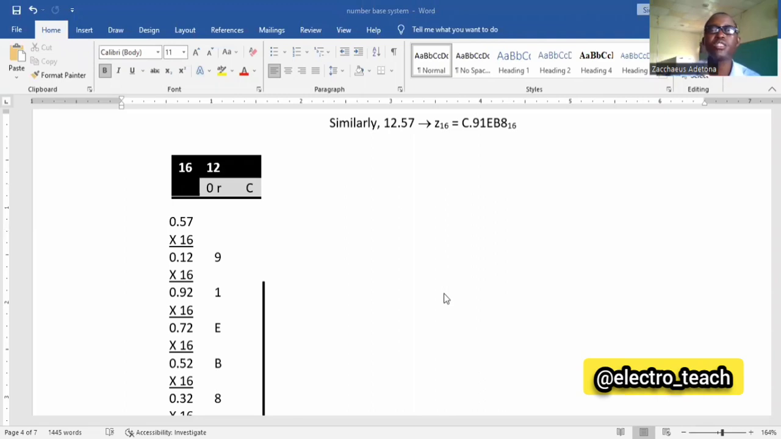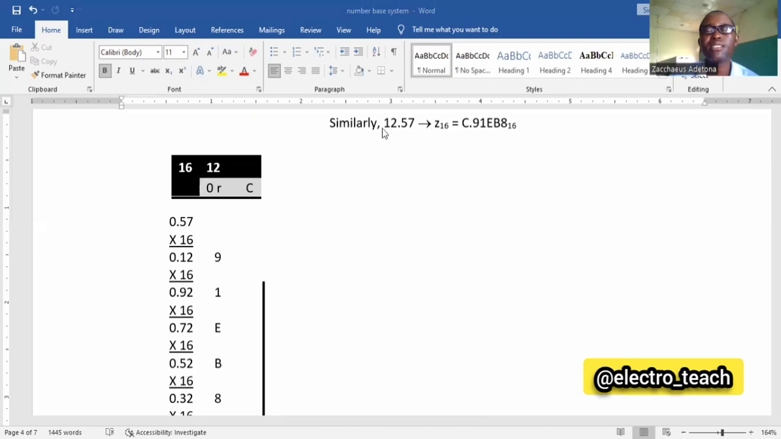So what we do is we first divide the whole number part by the base 16. So 12 divided by 16. You can see that we cannot get 16 out of 12, so the answer will be 0. Remainder is 12. And that 12 is represented as C, not as the figure 12. So we write C out.